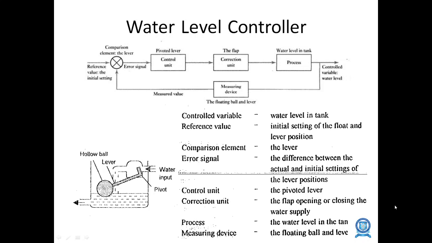Here the controlled variable is the water level in the tank. The reference value is the initial setting of the float and lever position. The error signal is the difference between the actual and initial setting of the lever position. The comparison element is the lever. The control unit is the pivoted lever. The correction unit is the flap opening or closing the water supply. The process is the water level in the tank, and the measuring device is the floating ball and lever mechanism.